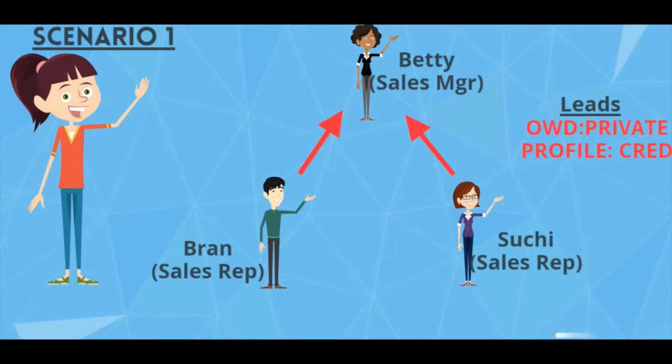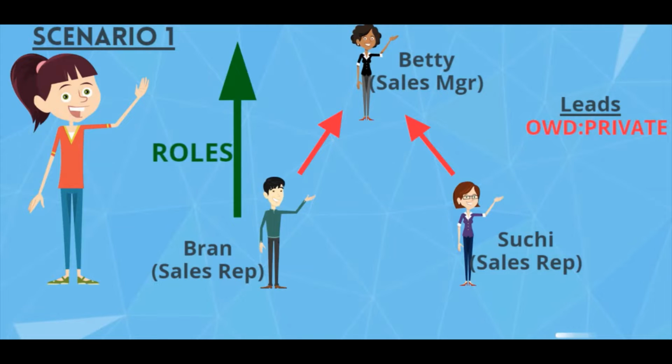Now the requirement here is, as you see these red marks, Betty wants to see the records owned by Bran and Suchi because Bran and Suchi are sales reps to Betty. Betty wants to see the records which Bran and Suchi are creating. In this kind of hierarchy situation, whenever there is a manager and subordinates and the manager wants to see data which has been created by their subordinates, we have something called roles. If we implement roles in our org, obviously the supervisor will be able to see the subordinate records.